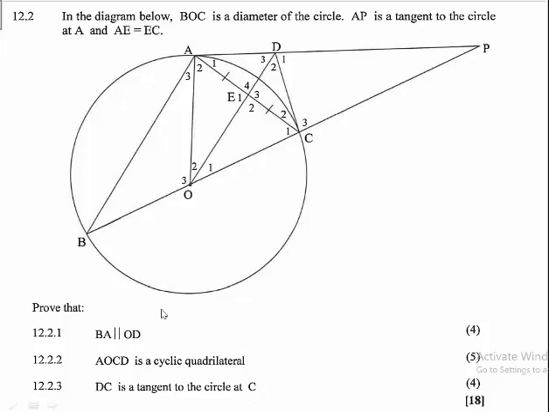Now to answer this question, let me look for a very nice one to start with. I'm going to start off with 12.2.2. AOCD is a cyclic quadrilateral. So they are telling us we must just prove that it is a cyclic quadrilateral. So 1, 2, 3, 4. So how do we start off by proving that this is a cyclic quadrilateral? We can then start our solution off by typing 12.2.2. Just imagine you forget to type the question number.